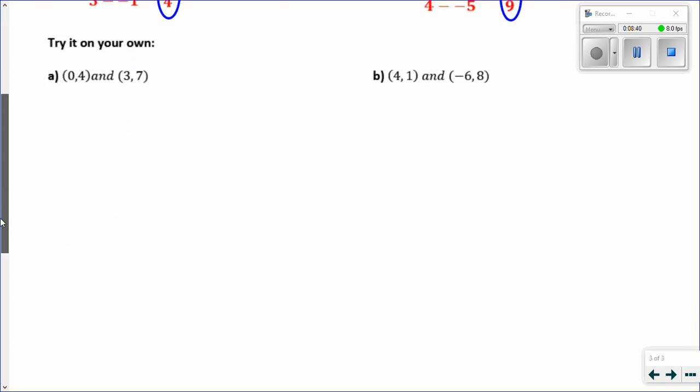And you guys are going to try these two on your own. If you have any questions, please write them down, and we can talk about them next class.